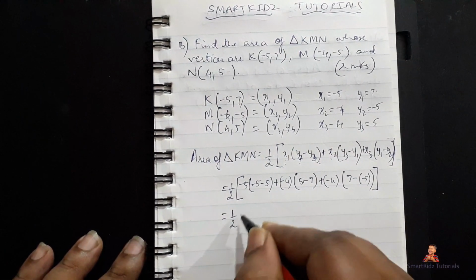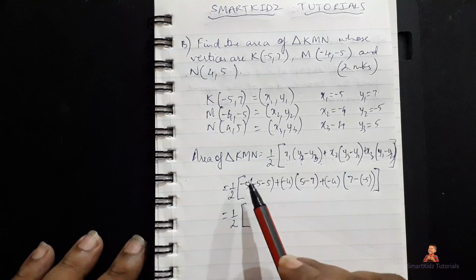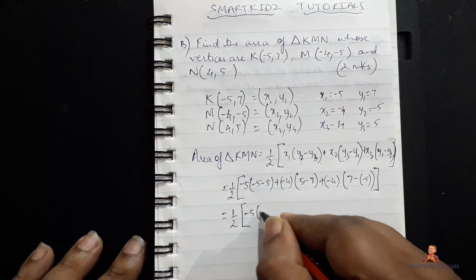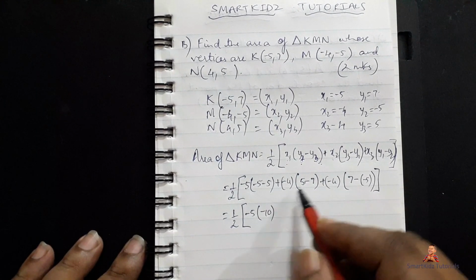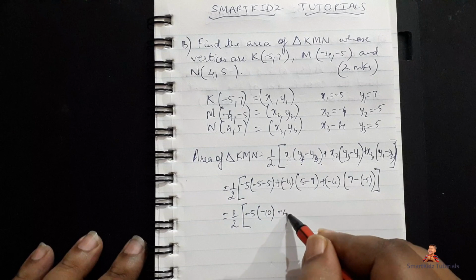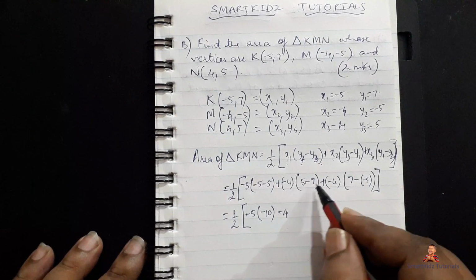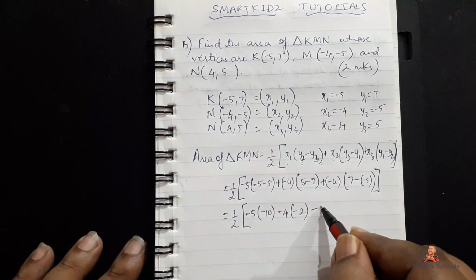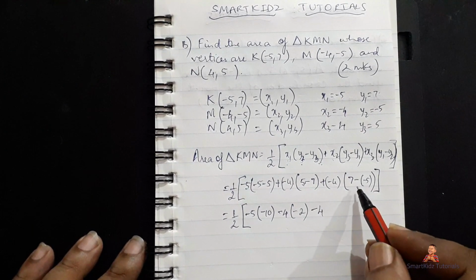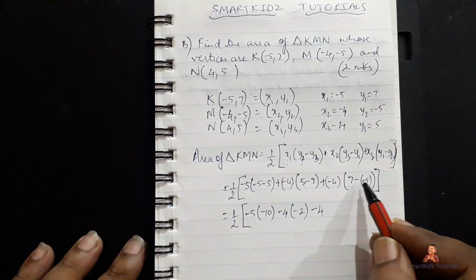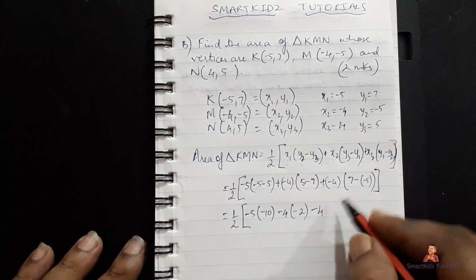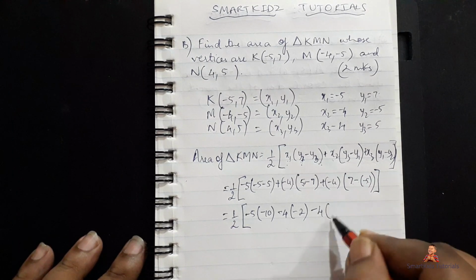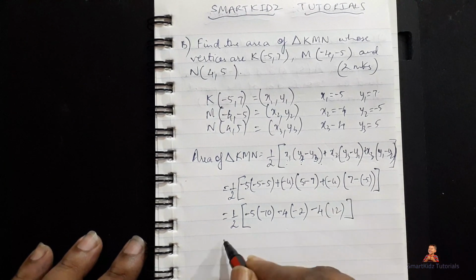Then we have half, so -5 into -10, okay, then plus x2, so this will be -4, and 5 minus 7 gives us negative 2, then plus x3, and this would be 7 minus -5, which gives us plus 5, so that would be 7 plus 5, that would be 12. Close the bracket.